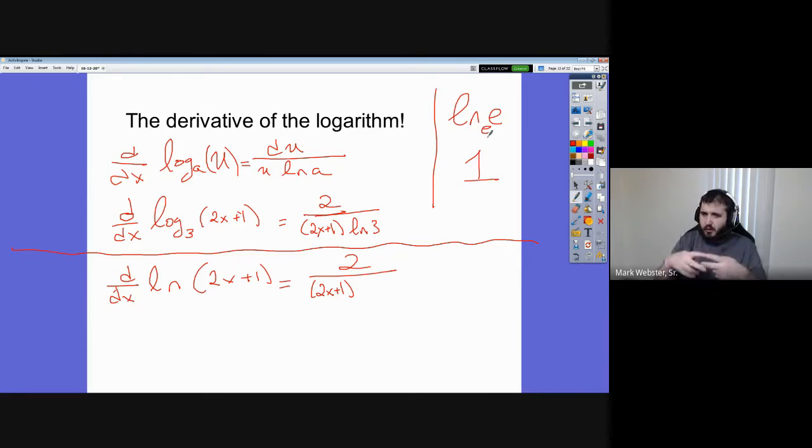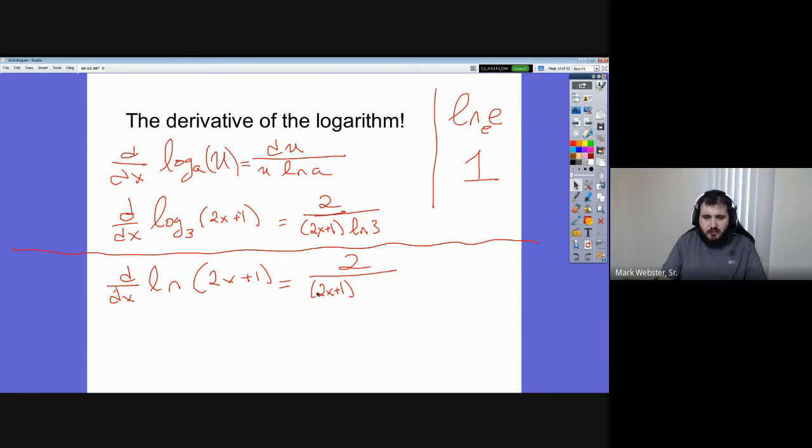E and natural log, remember, are inverses of each other. So if you put one inside the other, they cancel out. So that's why there's no extra part here. When it's log base anything, you include a factor of the natural log of the base down here. But if it's log base e, that simplifies to 1 anyway, so we don't actually have to include it.